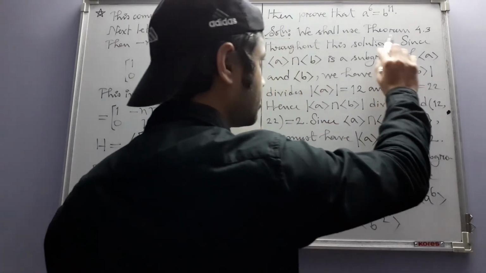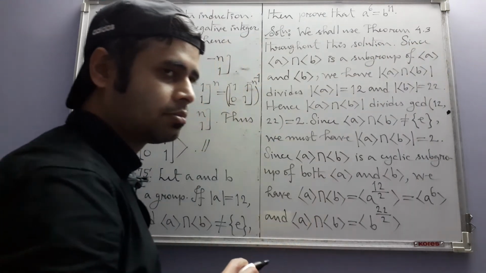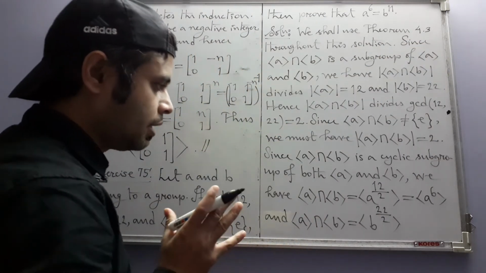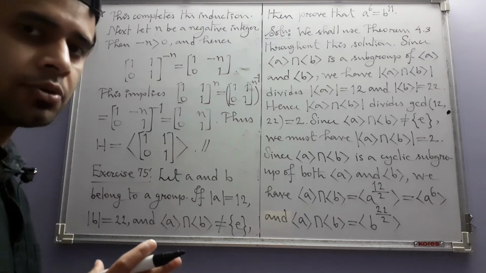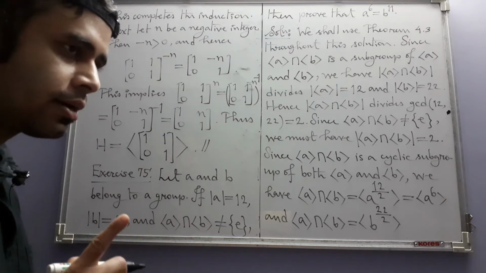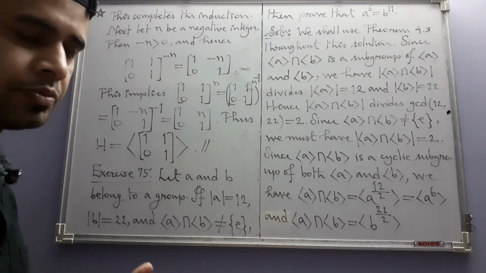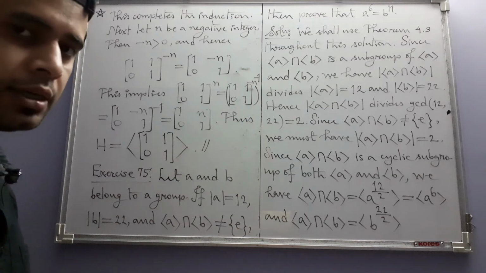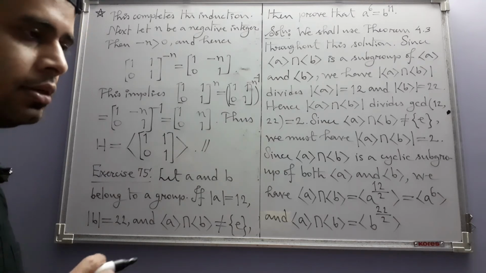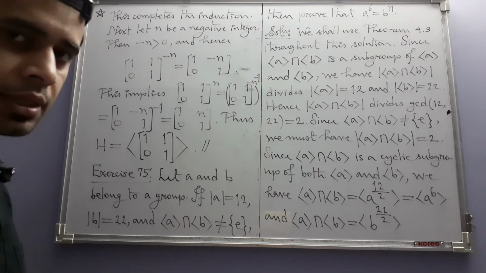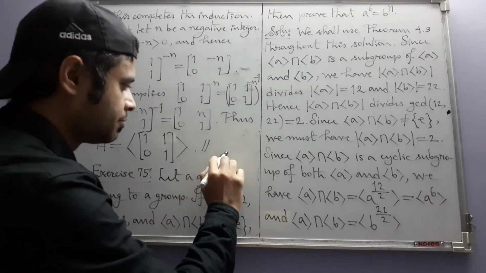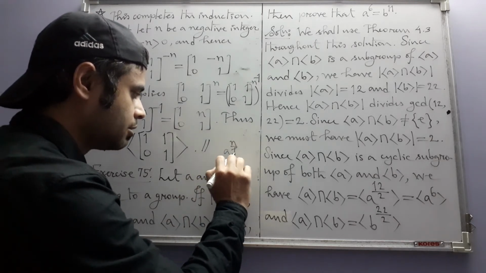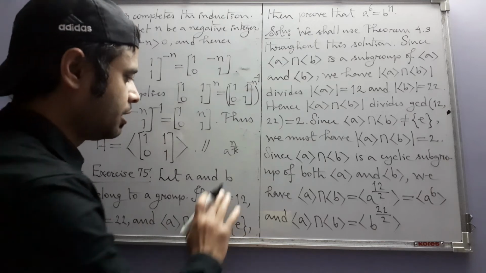Okay, you go to the statement of this theorem. There you will see that every cyclic group of order n has exactly one subgroup of order k, where k is the positive divisor of n, and that subgroup itself is cyclic and it is generated by a to the power n by k. That thing we are using here.